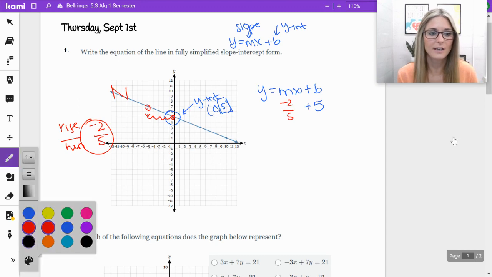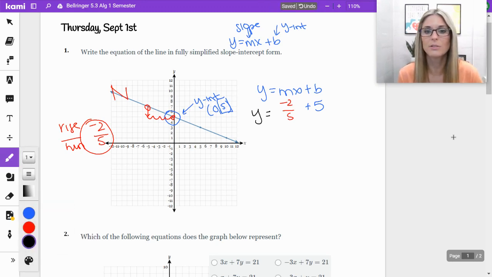Let me fill in the rest of our slope intercept form with y equals negative 2/5 x plus 5. A lot of students will forget the x there. So that is your final answer: y equals negative 2/5 x plus 5.